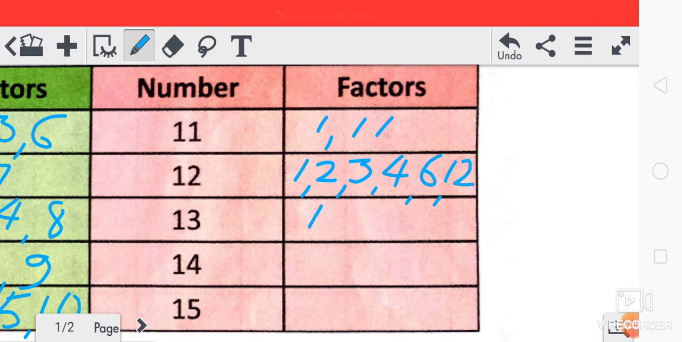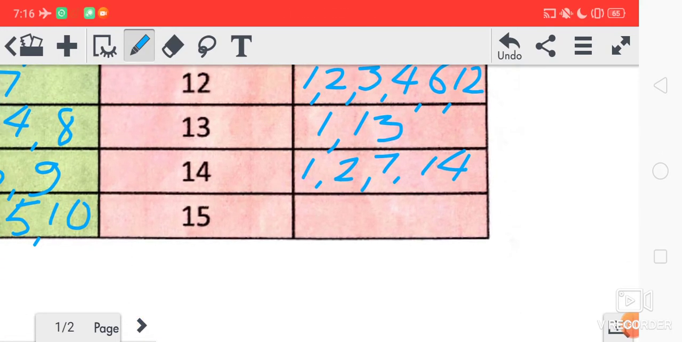Then 13. 13 comes in the table of 1 and 13 only. Then 14, in the table of 1. 2 7s are 14, 7 2s are 14, and 14 itself. Then 15, 1. Then in the table of 3, 3 5s are 15, so 3 is a factor. In the table of 5, 5 3s are 15, so 5 is a factor, and 15 itself.